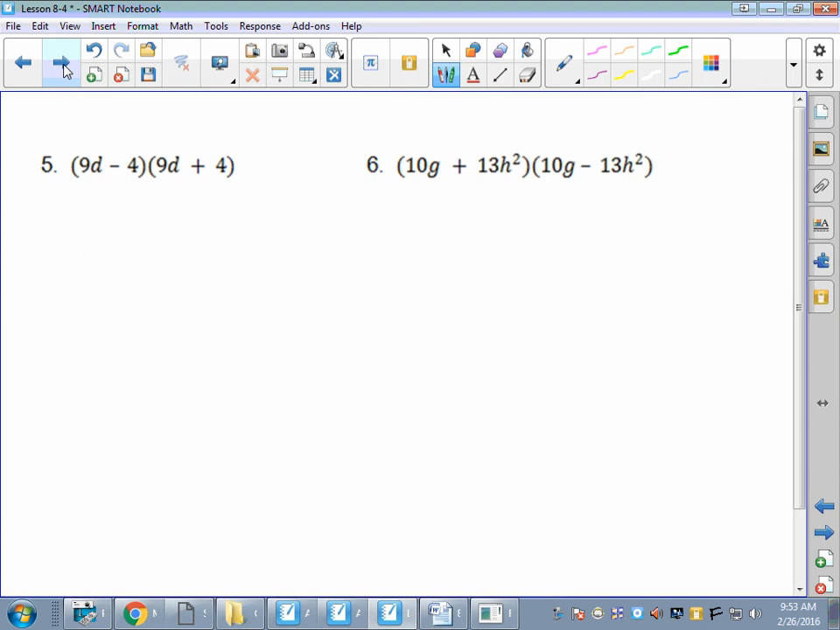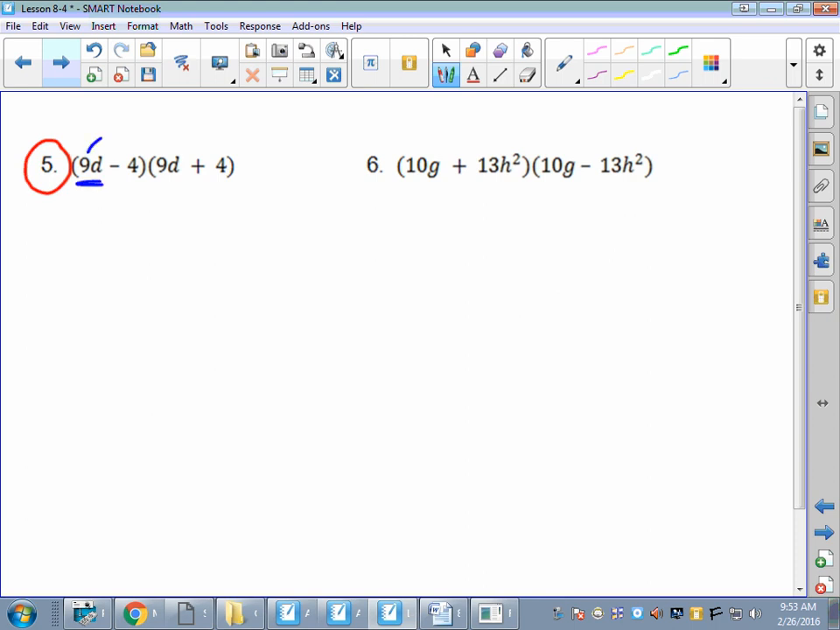And let's do problem number 5. I don't like 6. I think it got a bit ridiculous. Everything's there. There's no squares. Notice it's the exact same terms, 9d and a 4. One's got a plus in the middle, one's got a minus in the middle. So it's a product of a sum and a difference.